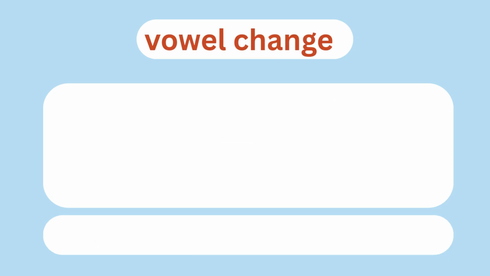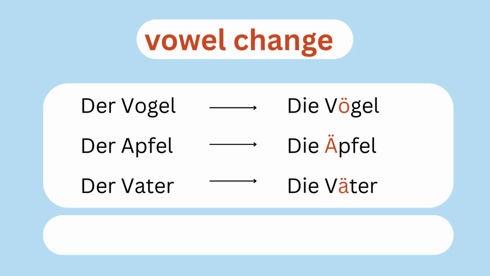Next up, we have words with vowel changes. So a becomes ä, o becomes ö, and u becomes ü. For example, der Vogel, die Vögel, der Apfel, die Äpfel, der Vater, die Väter. This happens to some masculine nouns.